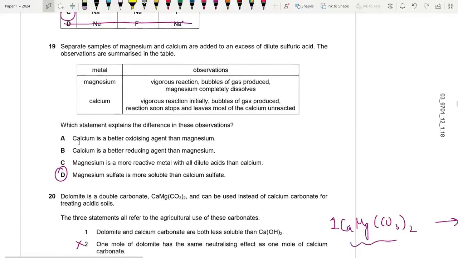Okay, number 19. Separate samples of magnesium and calcium are added to an excess of dilute sulfuric acid. The observations are summarized in the table.